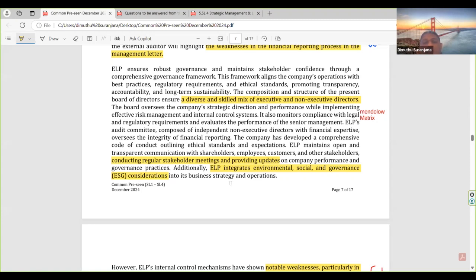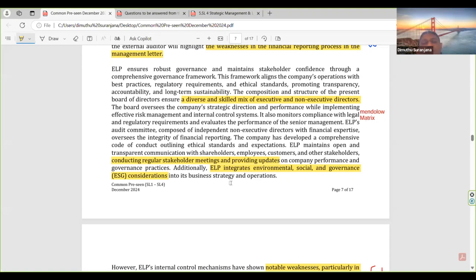Board compositions, corporate governance. The board oversees the company's strategic direction and performance while implementing effective risk management internal control system. That's the job of board, no? It also monitors compliance with legal and regulatory requirement and evaluates the performance of the senior management. ELP's audit committee is composed of independent non-executive directors with financial expertise. The head should be having a financial background, no? Oversee the integrity of financial reporting.